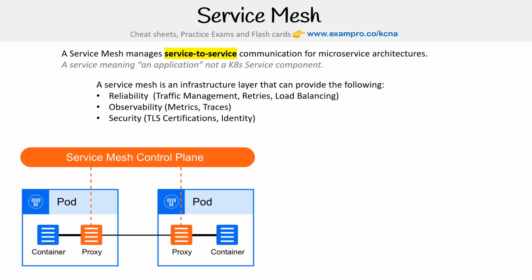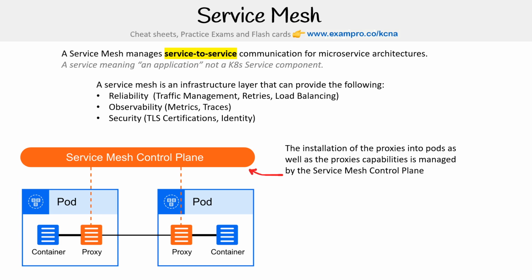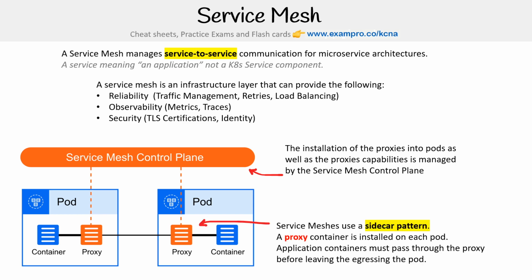The idea is that you'd have a service mesh control plane. The installation of the proxies into pods, as well as the proxies' capabilities, is managed by the service mesh control plane. And a service mesh uses a sidecar pattern. Carefully listen to this because this is super important and will probably show up in the exam. A sidecar pattern is a proxy container that is installed on each pod, and the app's container must pass the proxy before leaving the egressing pod.